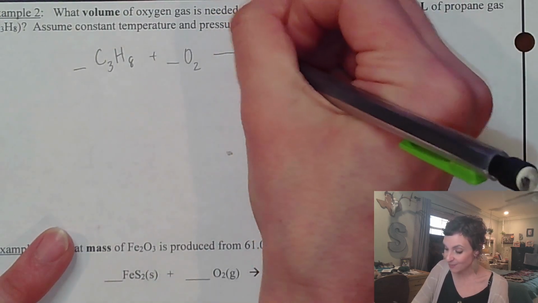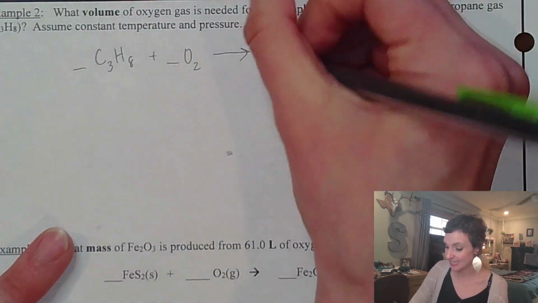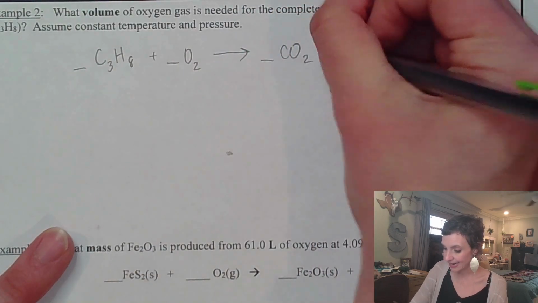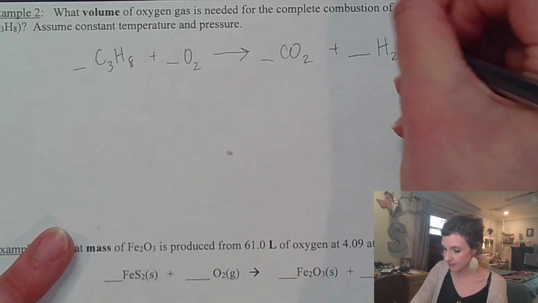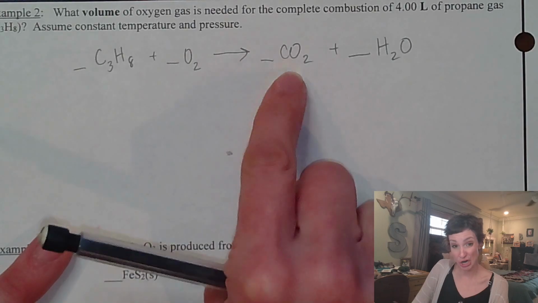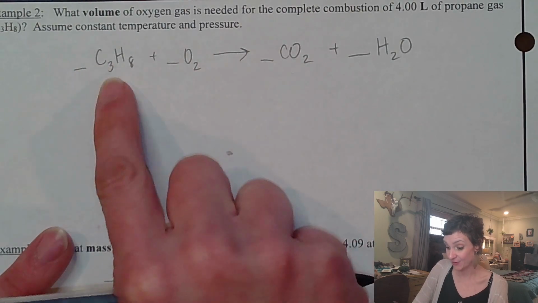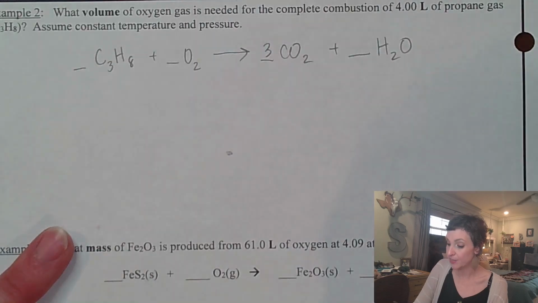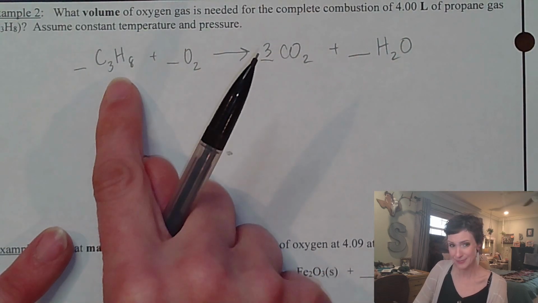All right. And combustion reactions always produce CO2 and water. So that's a good review on combustion reactions. You always want to start off by balancing your carbons. So balancing my carbons, I have 3 here, so I need 3 over here, which means I put a 3 in front of CO2. Balance my hydrogens next.